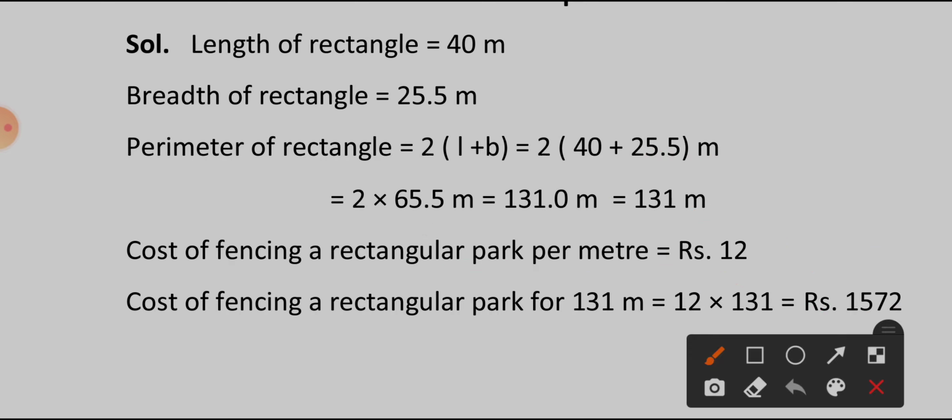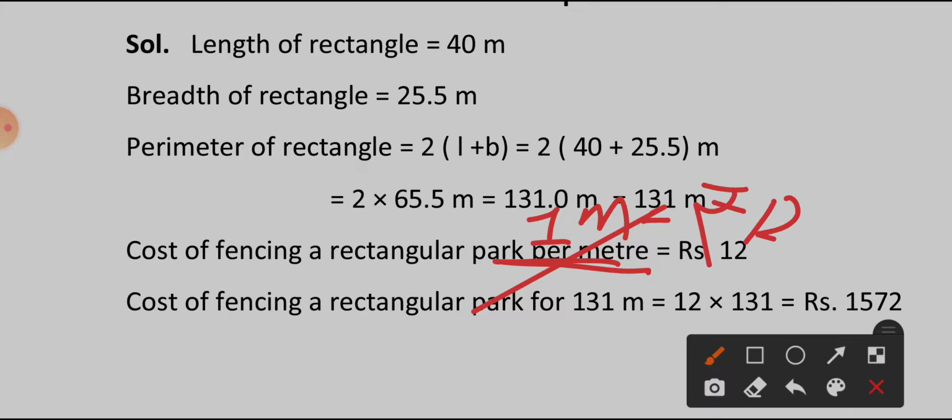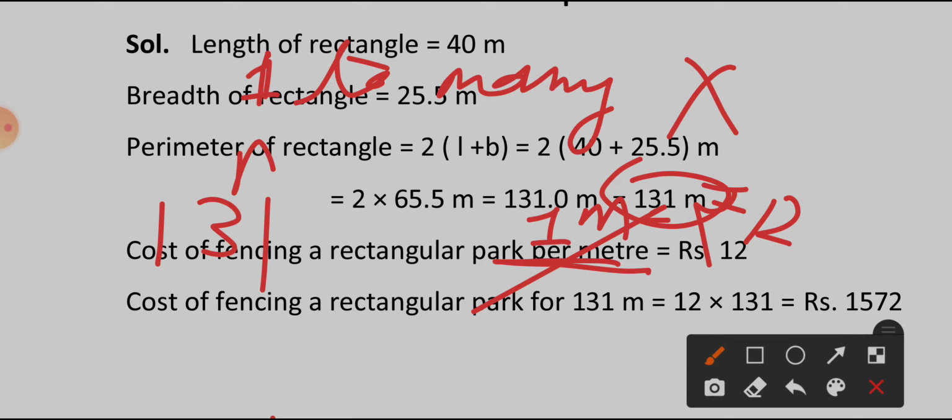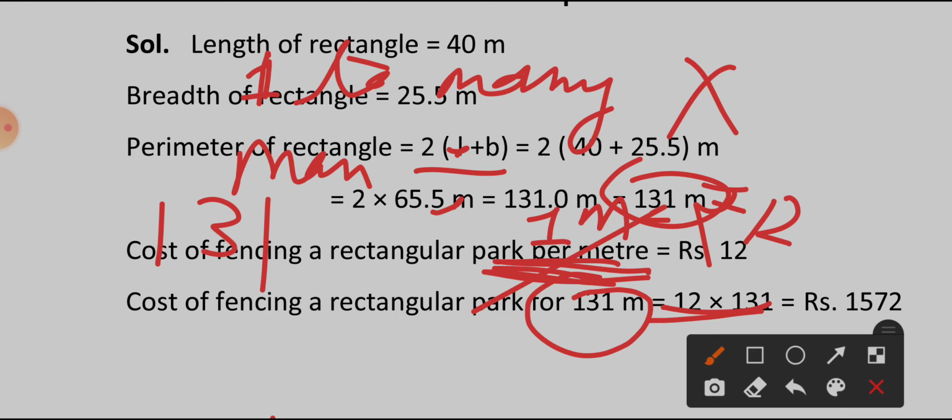Per meter means how many rupees are needed for 1 meter? Rupees 12. And for how many meters do we need it? The whole 131. And we know that if we want to find from 1 to many, we will always multiply, and for many to 1 we will divide. But here for 1 meter it is given and we have to find for 131 meters, so we will multiply by 131. It means the cost of fencing a rectangular park will be rupees 1572.